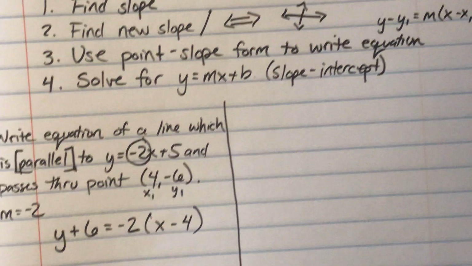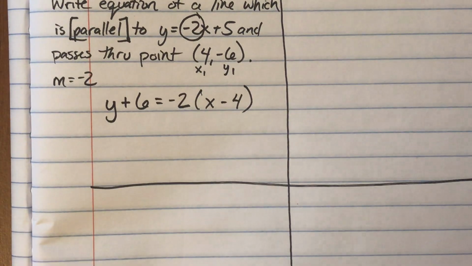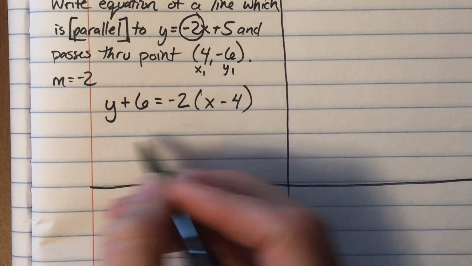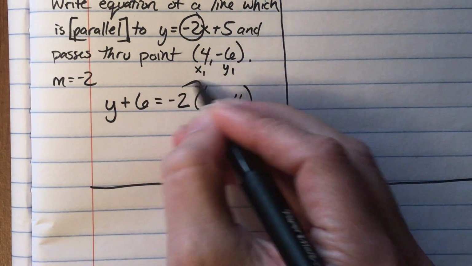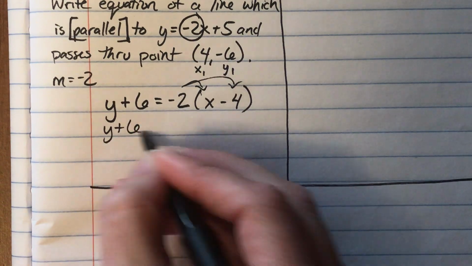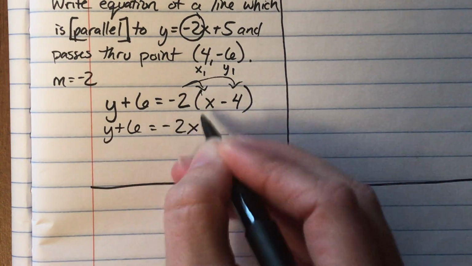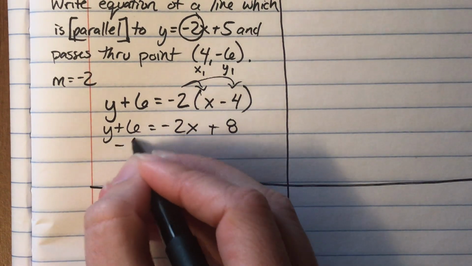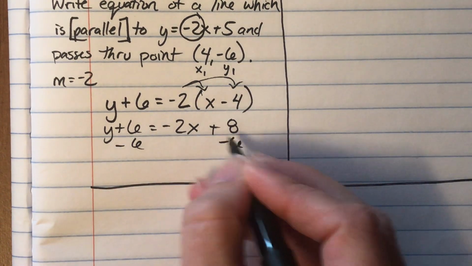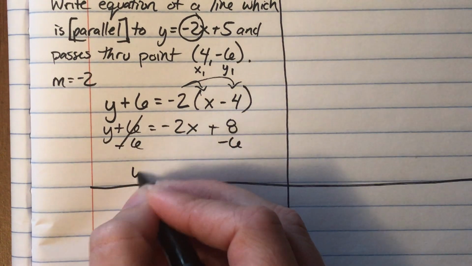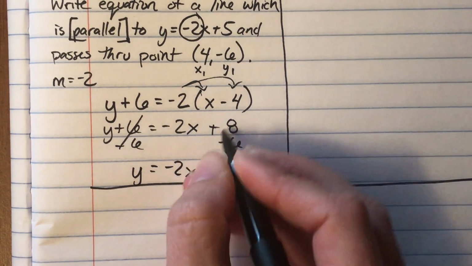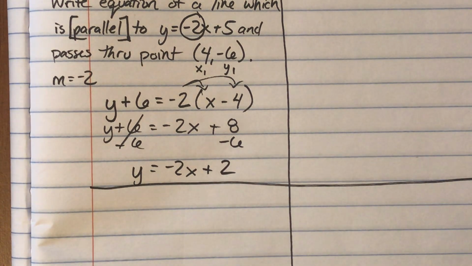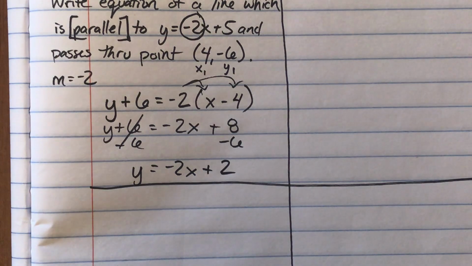Now I want to solve it for y is equal to mx plus b. So I'm going to do what I did in my warm-up, and all I'm going to do is distribute and move the 6 over in order to get y by itself. So when I distribute this, I get y plus 6 on this side is equal to negative 2x. Negative 2 times negative 4 is positive 8. And then I'm going to subtract 6 from each side, subtract it from the number, not the x, and we get y is equal to negative 2x. 8 minus 6 is positive 2. And so we get y is equal to negative 2x plus 2.